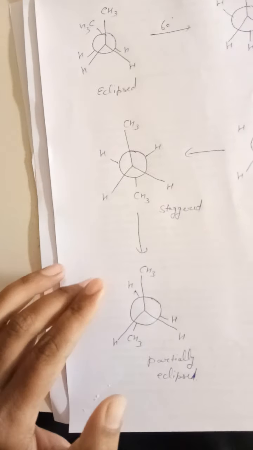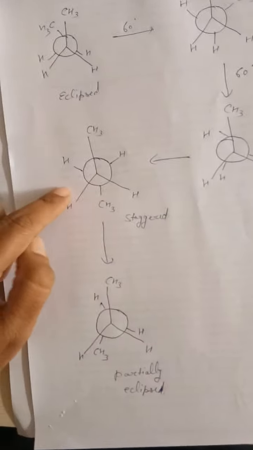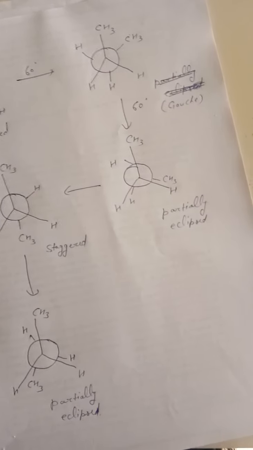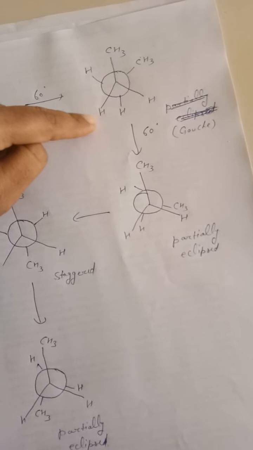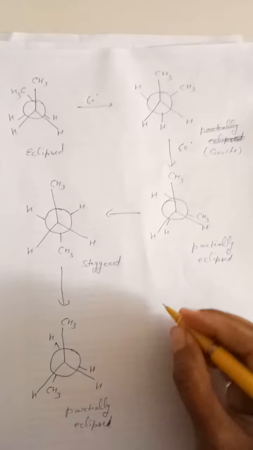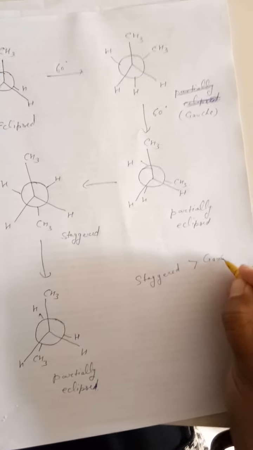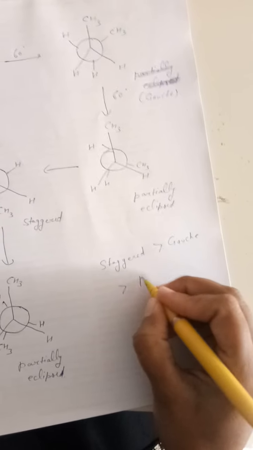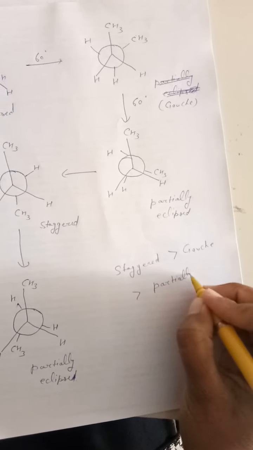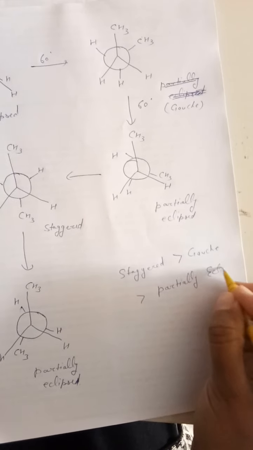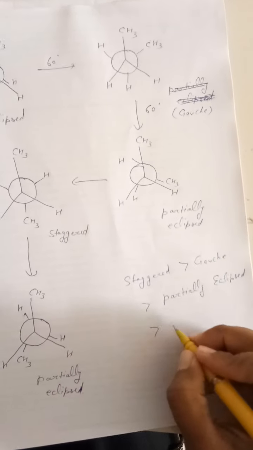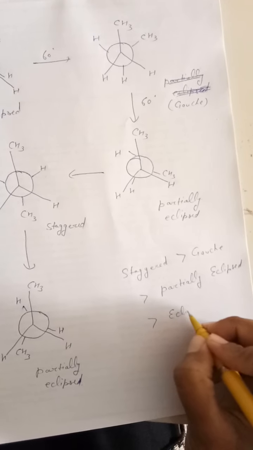If we consider the stability order of these, then staggered will be the most stable, and after that the gauche form will be more stable, and after that the eclipsed conformation. So this will be the stability order if we assign: staggered, after that gauche, after that partially eclipsed, and after that fully eclipsed conformation.